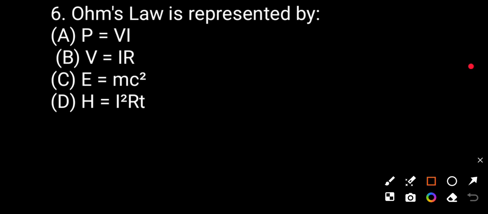Question number 6. Ohm's law is represented by A. P is equal to V into I, B. V is equal to IR, C. E is equal to MC square, D. H is equal to I square RT. The correct answer will be B. V is equal to IR.